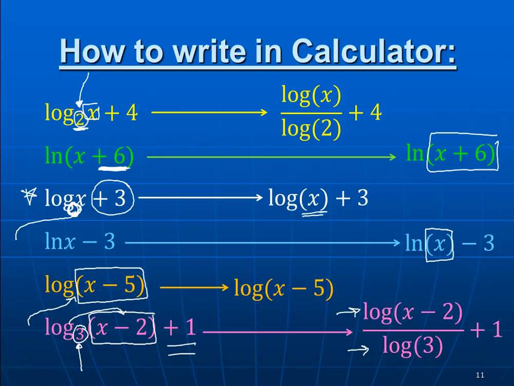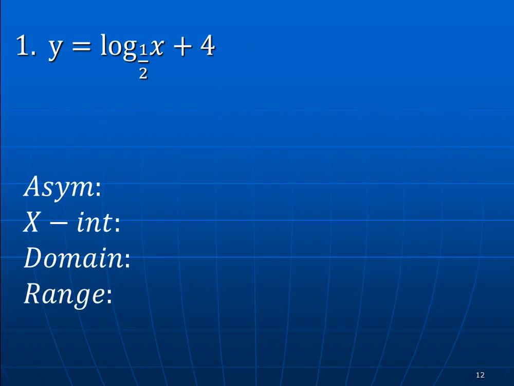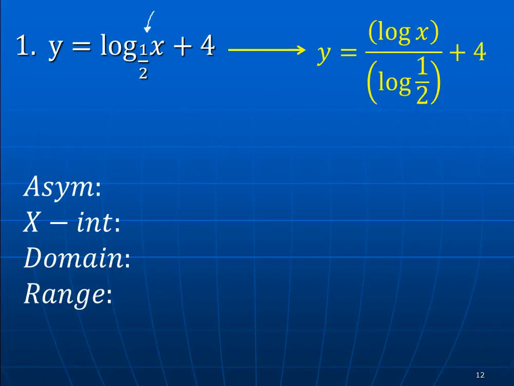Now, let's do some graphing with our logs. Same concept as the other day, but be careful how you're typing them in. First one, y equals log base 1/2 of x plus 4. First thing we've got to recognize, this is not a 10, so we're going to have to do our change of base. So what did we just talk about? What's going to go on top? Log of x divided by log of 1/2, and that 4, does it belong with the x or is it on the outside? That 4 belongs on the outside. So this is what we should be typing in our calculator.